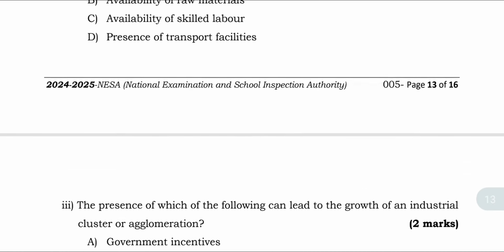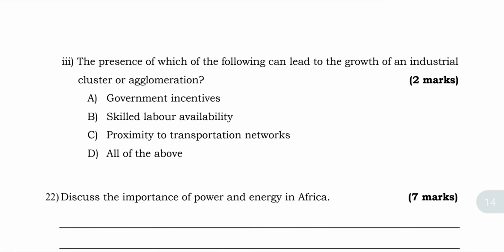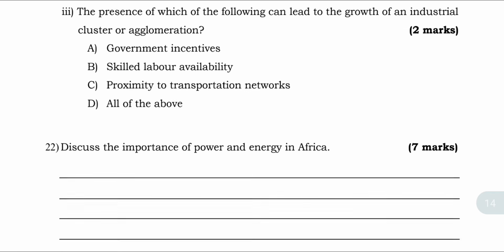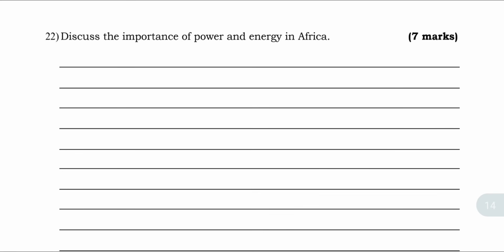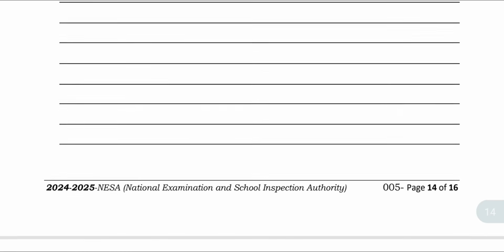Okay. Whereas here, the presence of the following can lead to the growth of an industrial cluster or agglomeration. A. Governmental incentives. B. Skilled labor availability. C. Proximity of transport network. D. All of the above. So you have to choose the correct answer from the given options. Whereas here the last question is discuss the importance of power and energy in our country.